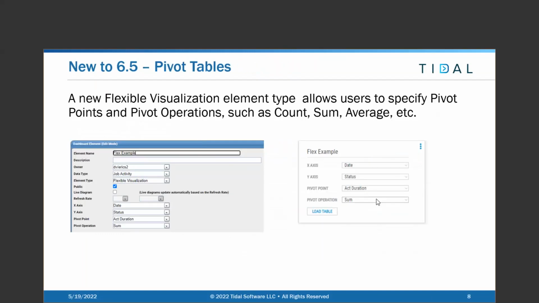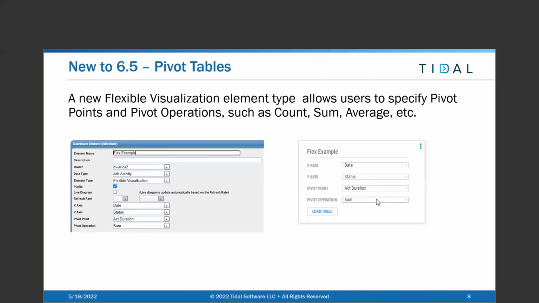Moving on, another requested feature that's been added is the option to graph multiple points of data in a pivot table. So for this, we added a new element type called flexible visualization. Along with this new data type comes a new set of variables: the X and Y axis, the pivot point, and then the pivot operation. The pivot operation is going to contain fields such as your average, your count, median, mode, sum, and these options are going to determine what operation will be performed on the data from the selected columns.